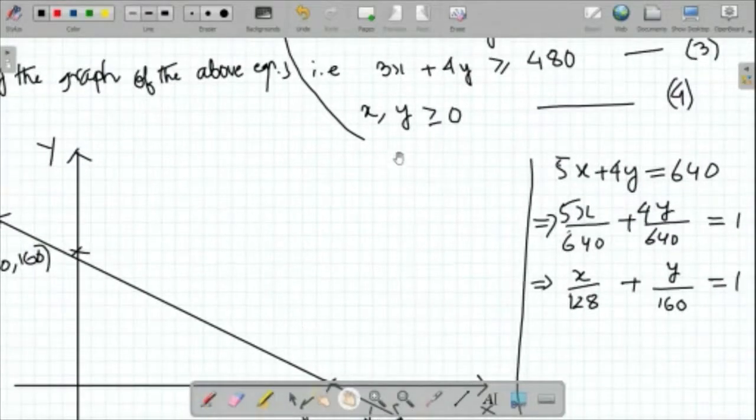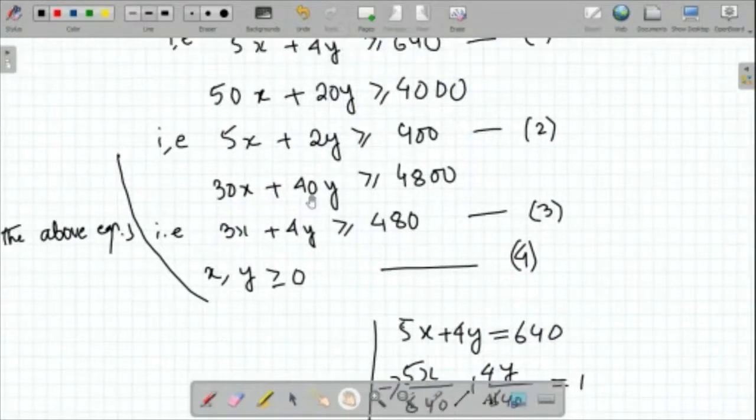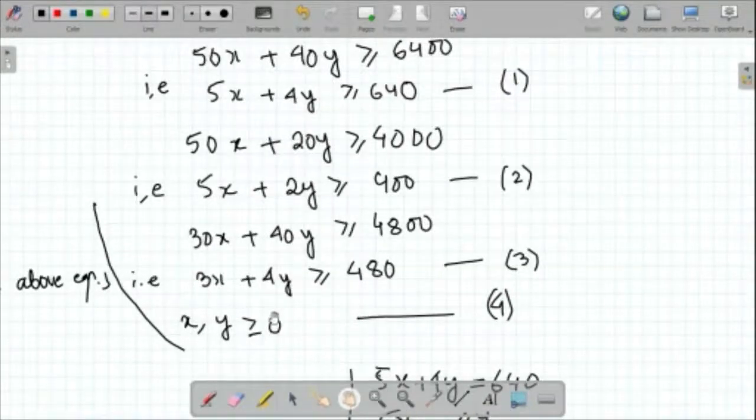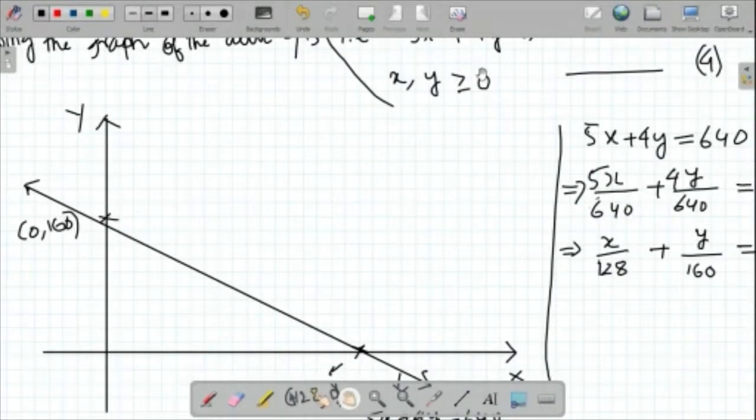And what was our region? Our inequality is 5x plus 4y greater than or equal to, right? So greater than or equal to, which side? The region should be above this line.